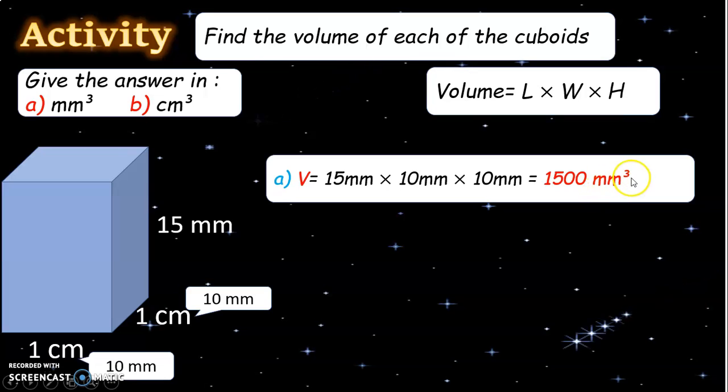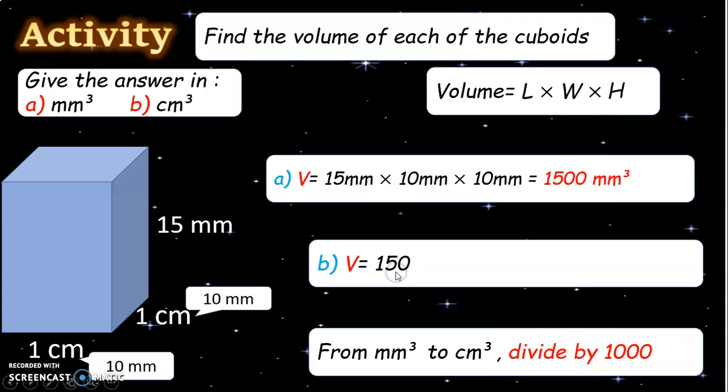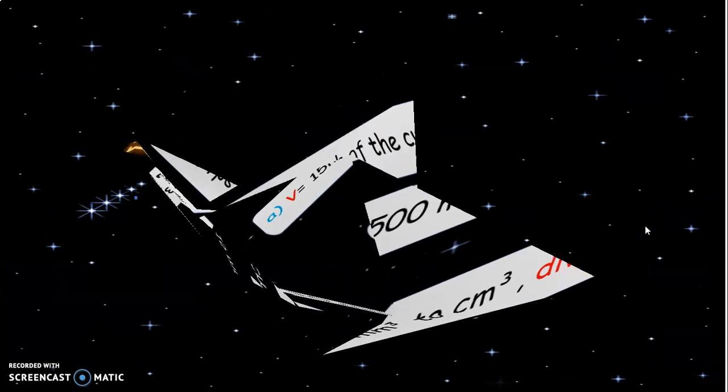1,500 millimeter cube. The same thing again, if we want to change millimeter cube to centimeter cube, we need to divide by 1000. So B is equal to 1,500 millimeter cube divided by 1000, which is equal to 1.5 centimeter cube. Okay, next.